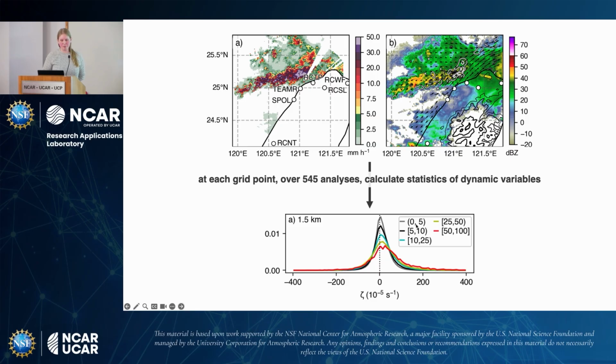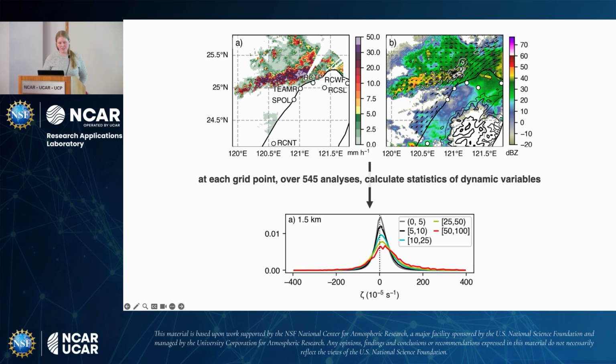So basically, we separate the grid points into 5 rain rate intensity bins, so 0 to 5 millimeters per hour, 5 to 10 millimeters per hour, et cetera, up to 50 to 100. And then we can plot the distributions. For example, this is vorticity for each of those rain rate categories. And here the distributions are all normalized. Obviously, there's a lot more data points in the low rain rate than there are in the high rain rate. But we do see systematic changes in the distribution.